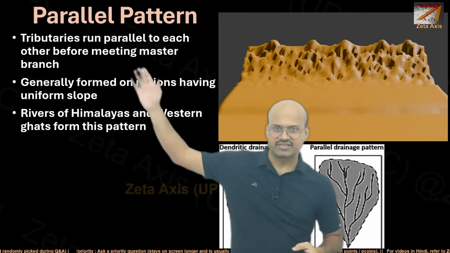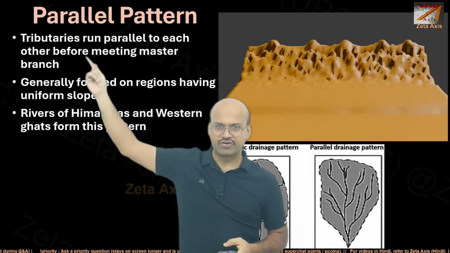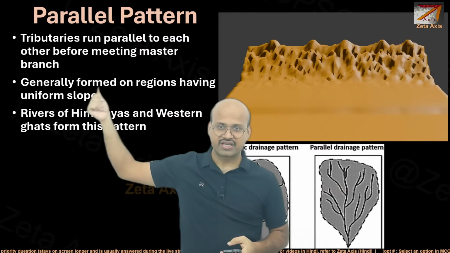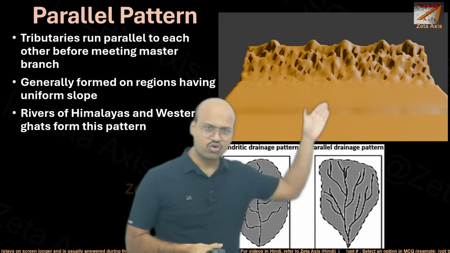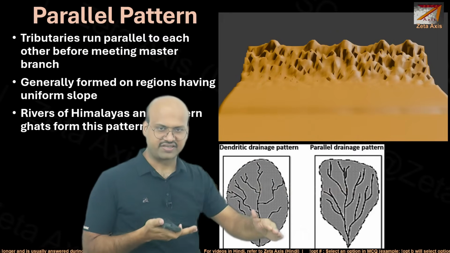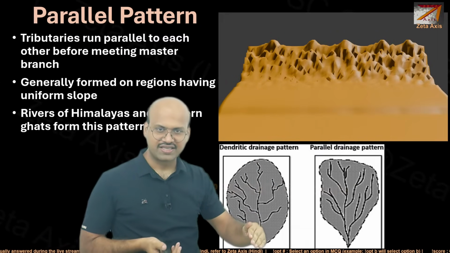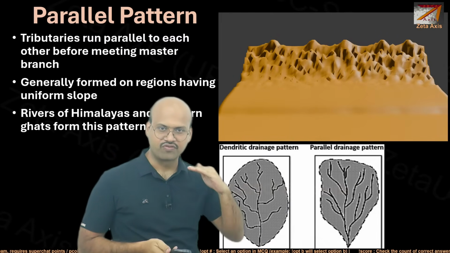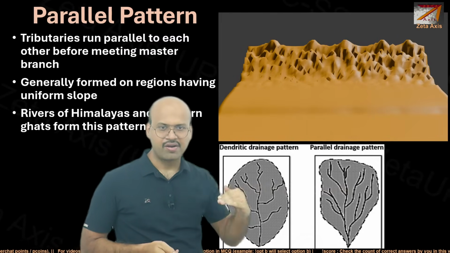Here the tributaries run parallel to each other before meeting the master branch or the main branch, generally formed on regions having uniform slope. When a very consistent slope is there, you will see that parallel streams will be there. They will be flowing along the slope in a parallel direction.